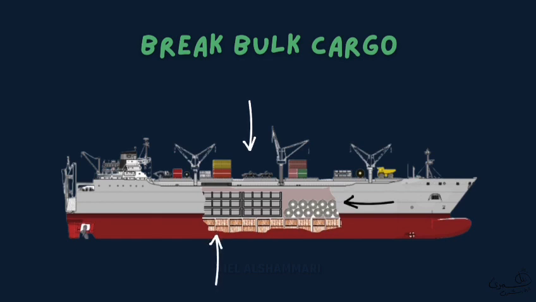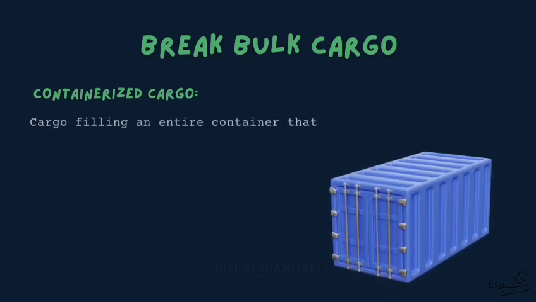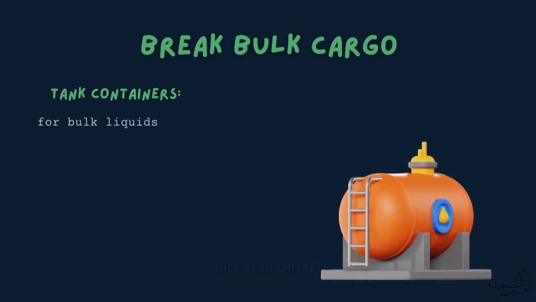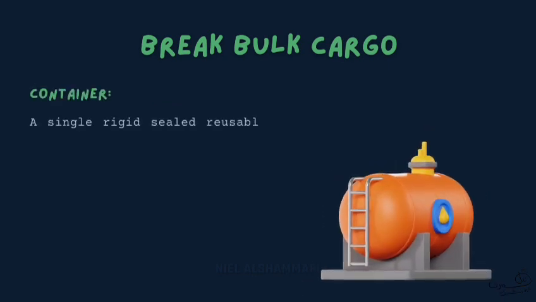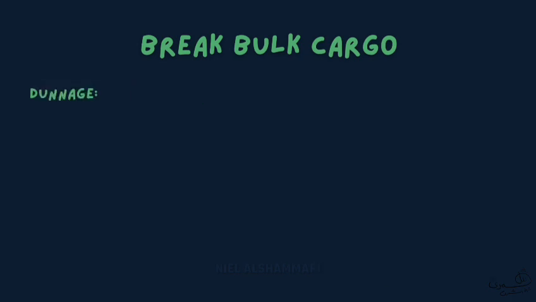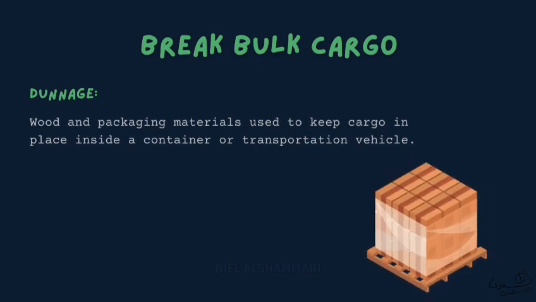Now we learned where they can load the goods. Let's see the types of break bulk cargo. Containerized cargo: cargo filling an entire container that is handled as a single unit. Tank containers: for bulk liquids and dangerous goods. Container: a single rigid sealed reusable metal box in which freight is shipped by vessel, truck, or rail. And the last thing is dunnage: wood and packaging materials used to keep cargo in place inside a container or transportation vehicle.